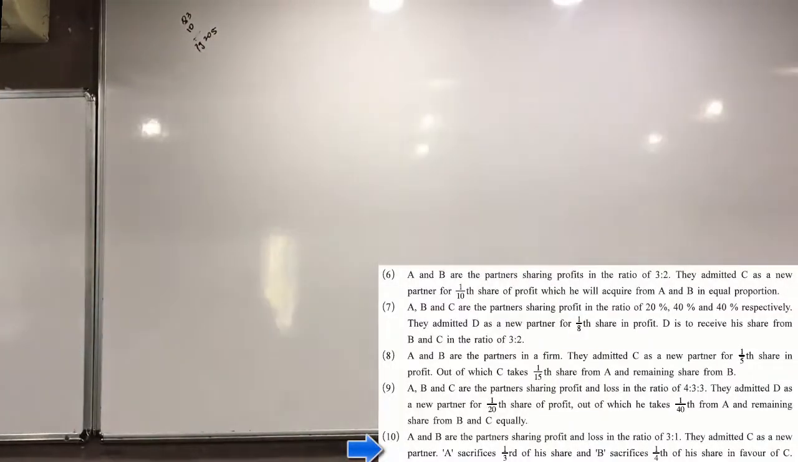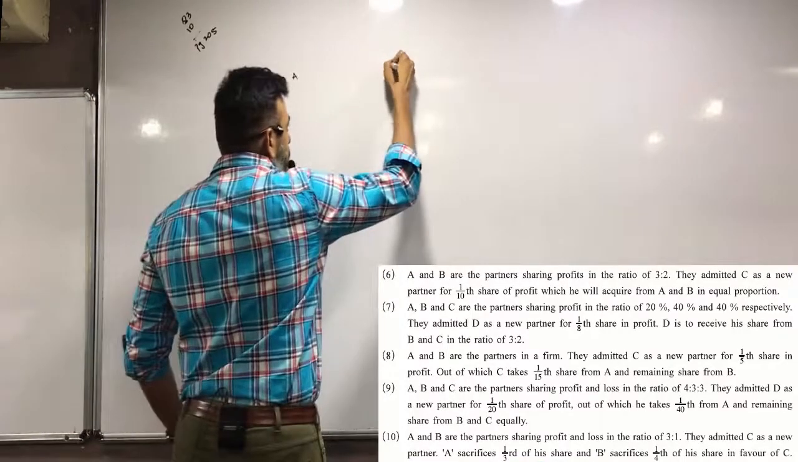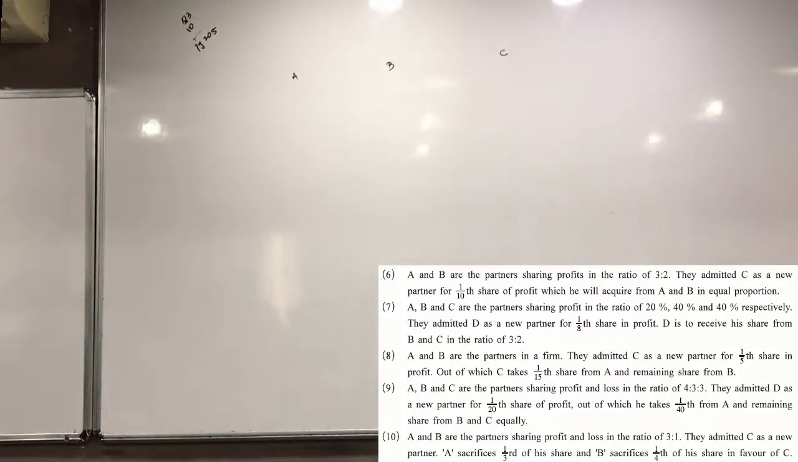It's an easy one. A and B are partners sharing profit and loss in the ratio of 3 is to 1. They admitted C as a new partner. A sacrifices 1/3 of his share. So we have partners A, B and C. And B sacrifices 1/4 of his share in favor of C.